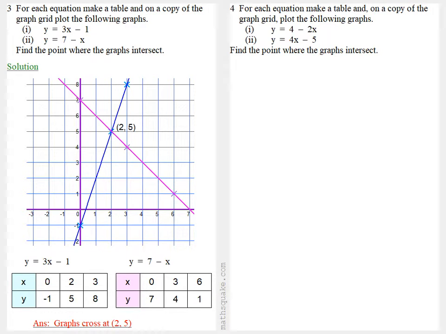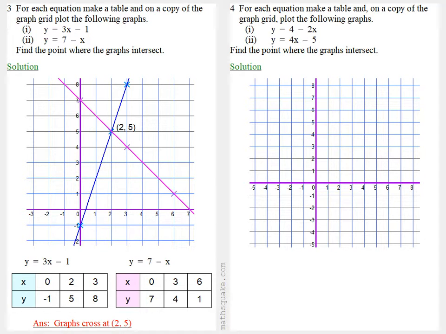For question 4, we're asked, for each equation, make a table, and on a copy of the graph grid, plot the following graphs. And they are y equals 4 minus 2x and y equals 4x minus 5. And then we're asked to find the point where the graphs intersect. Now we have y equals 4 minus 2x.